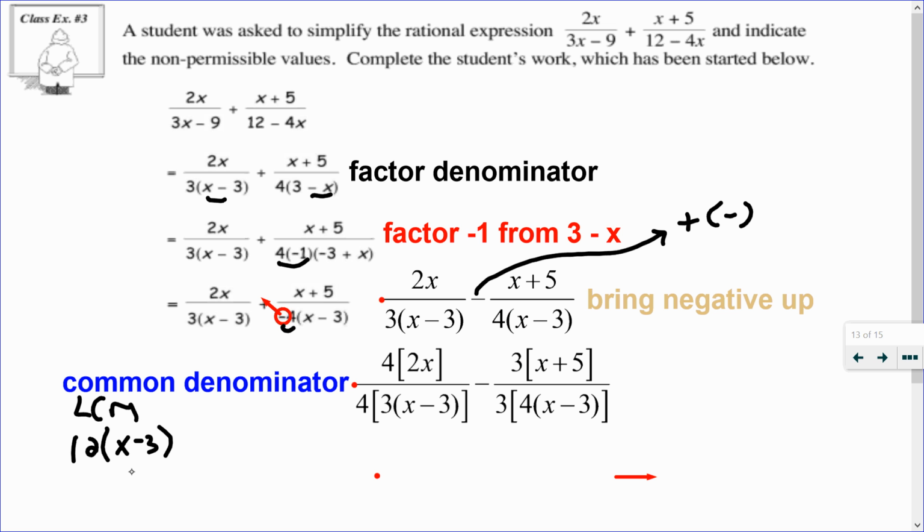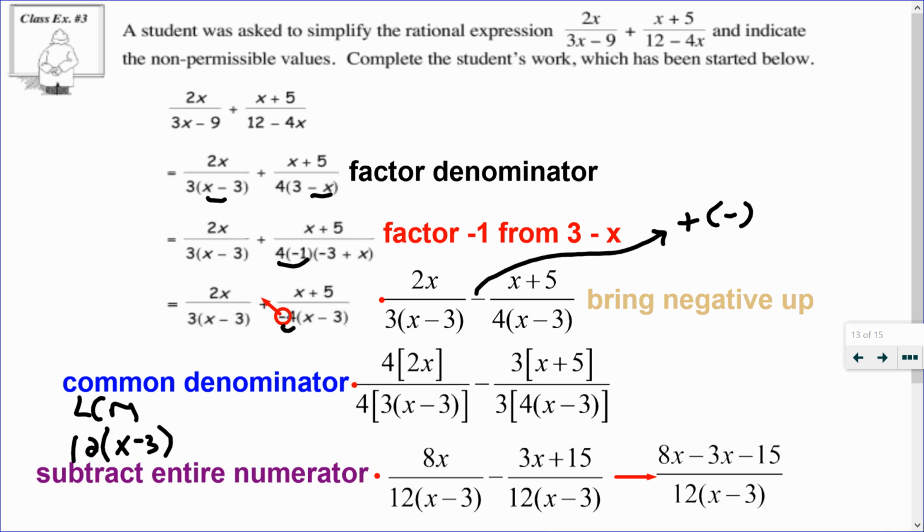So to change it to a lowest common denominator of 12 times x minus 3, you can see from 3 I have to multiply it by 4. So I multiply top and bottom by 4. For this one here, to go from 4 to 12, I have to multiply by 3. So numerator and denominator by 3. So multiplying those together, I have 4 times 2x is 8x. 3 times x, 3x, 3 times 5, 15, all over the common denominator of 12 times x minus 3.